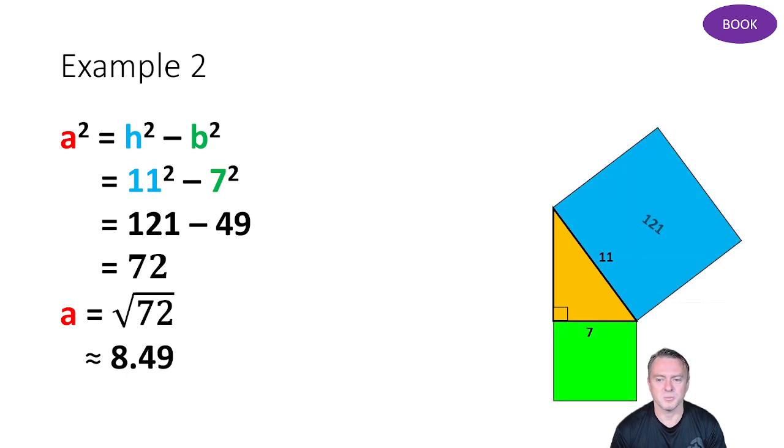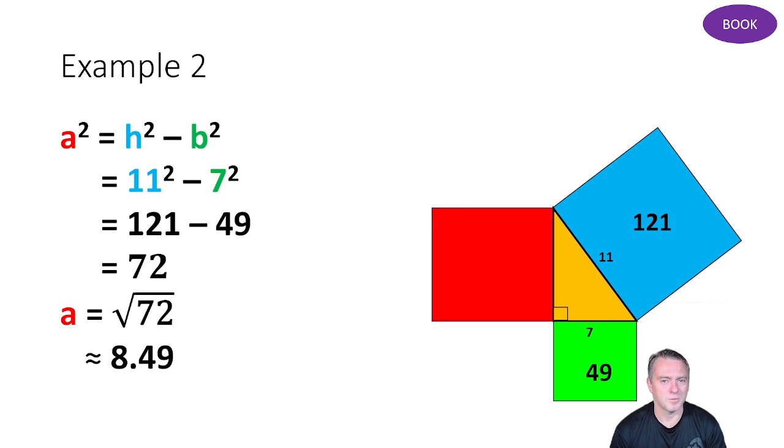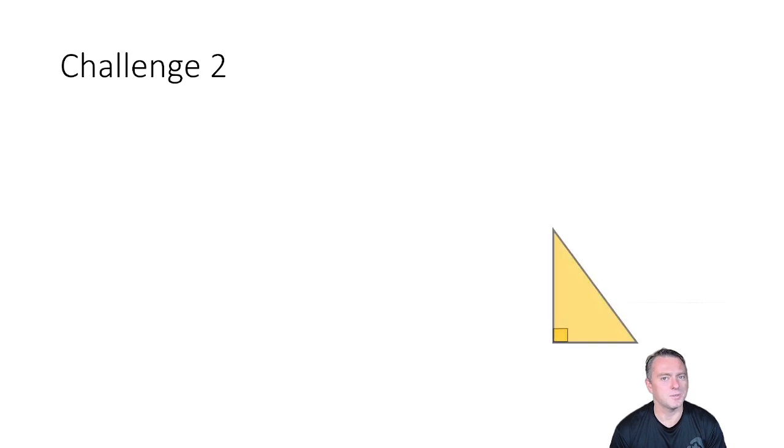So just to graphically show you what's happening, that square blue area is 121, the area down the bottom is 49. We subtract them from each other and we're left with 72. To find the side, we must square root it, which then gives us the 8.49. So that's hopefully worked there. Challenge number 2, pause the video, have a go with that.